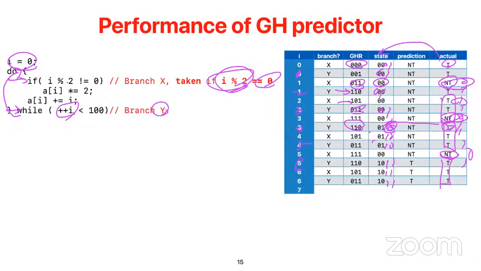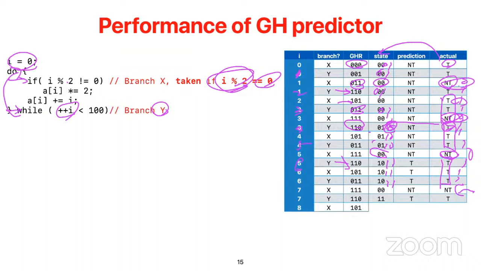So let's see. Right now we are at 111, because the last 3 are all taken. And 111 remains 00 because the last time is not taken. And this one is still not taken because 7 mod 2 is not 0. So this one is right. And now let's look at 110. Hey, we have 110 here again. And 110 is now 11, so predict taken. For this one now, our history is 101.